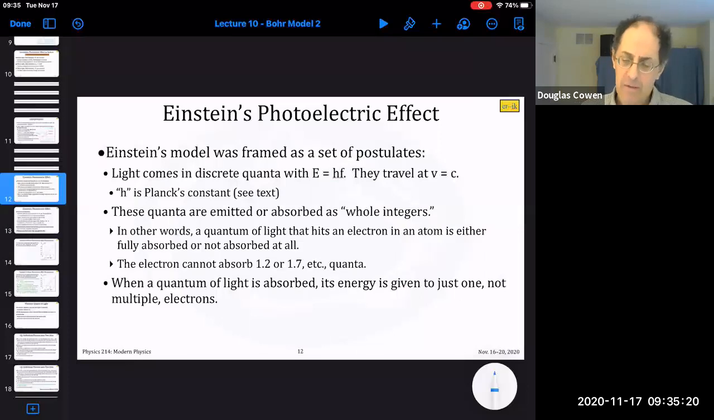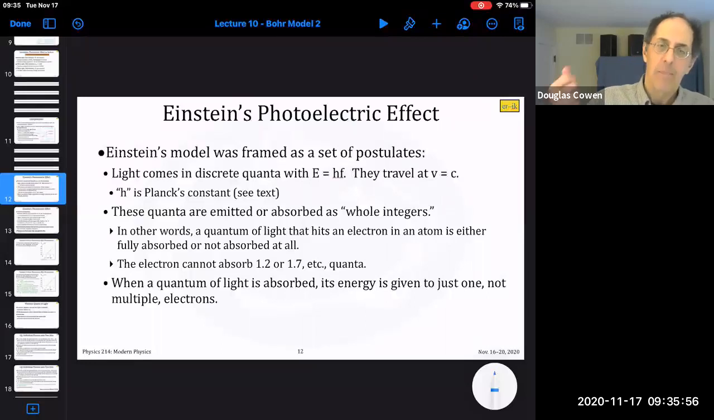The second postulate was that these light quanta are absorbed or emitted in integer units, as whole integers. So in particular, whenever a quantum of light hits an electron in an atom, it's either completely absorbed or not absorbed at all. So the electron in the atom can't absorb 30% of a quantum or 1.2 quanta. It can only absorb one quantum of light. And furthermore, when that quantum of light is absorbed, its energy is given to just one electron, not to multiple electrons. So those are his postulates.